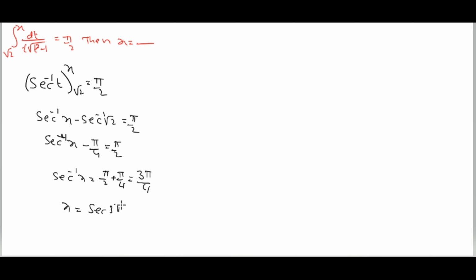Sec 3π/4 is equal to sec of π minus π/4, that is sec of 180 minus θ. This is in the second quadrant. In the second quadrant, the sec value is negative, so minus sec π/4, that is equal to minus root 2. That is the answer. So the value of x is equal to minus root 2.